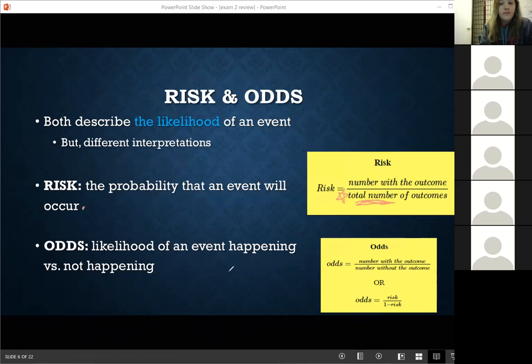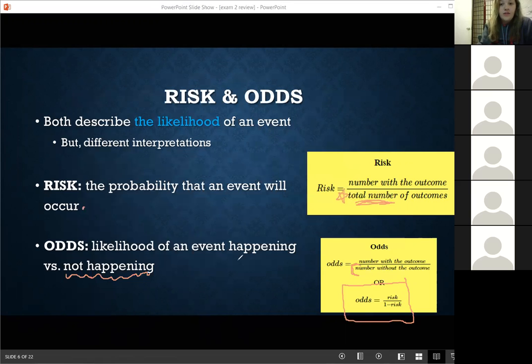For odds, we want to compare it happening versus not happening. In order to do that, we just change our denominator. We keep our numerator as the number with the outcome, but our denominator is going to be the number without the outcome. Another way you can write that, if you already have the risk value, is risk divided by 1 minus risk.